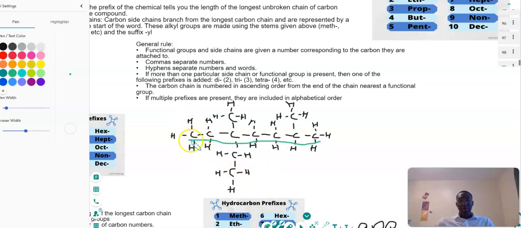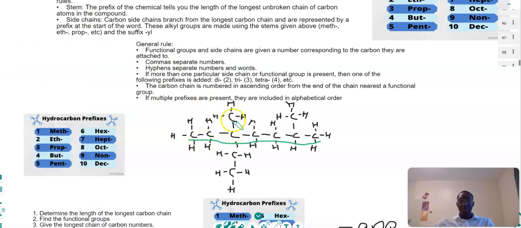So that's one of the things: we need to find the longest chain. Then we need to number the longest chain so that the functional group gets the smallest number. We can either start from this end or from this end. Personally, because I can see we have functional groups here and just one side chain here, I would start counting from this side.